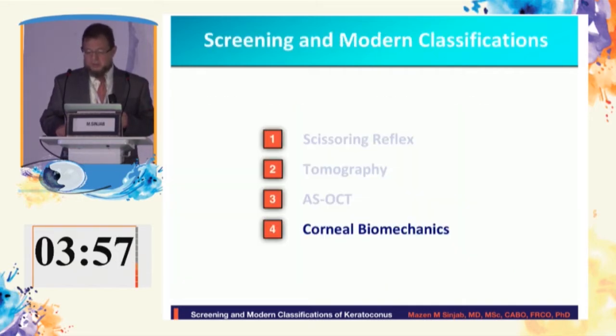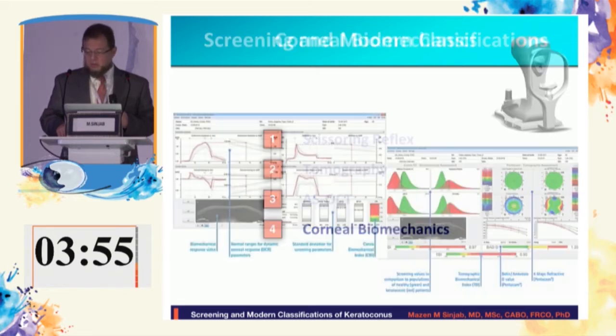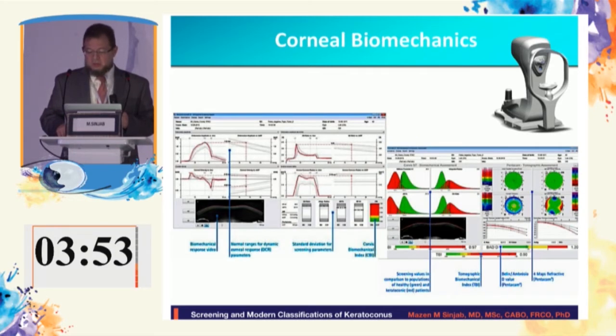Finally, corneal biomechanics. The latest technology is the Corvis, which studies the biomechanical properties of the cornea. According to that, it is promising. Until now, we don't have definite classification based on this, but it is a promising technology.